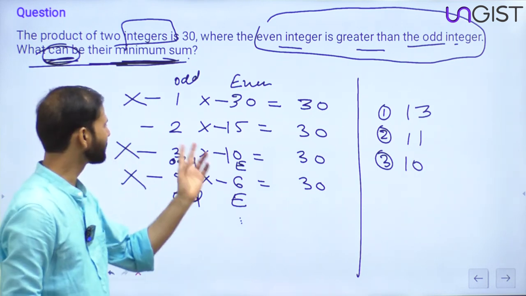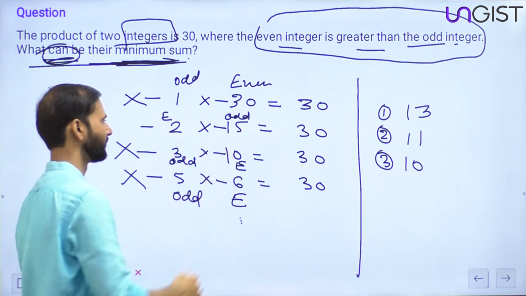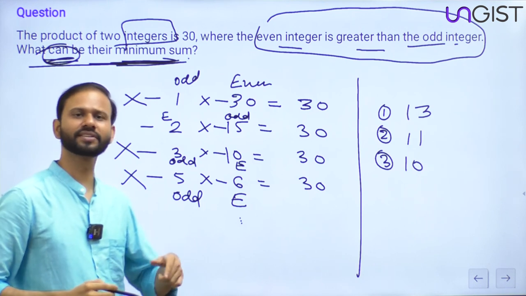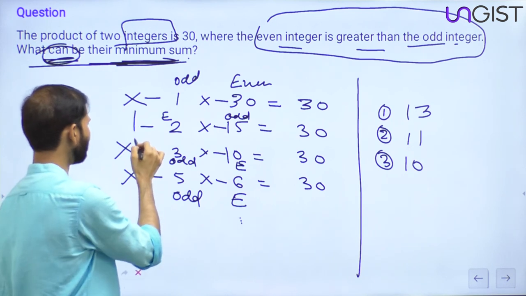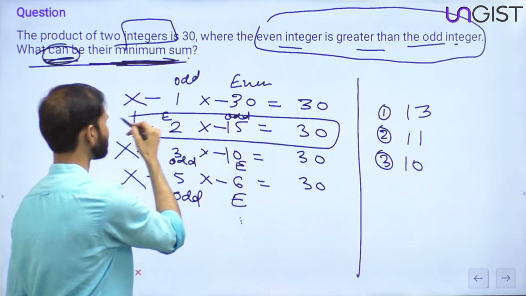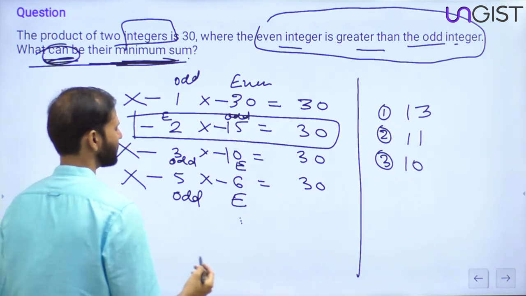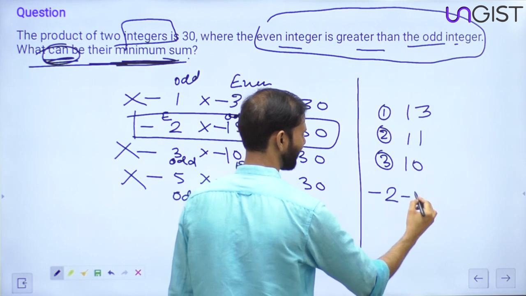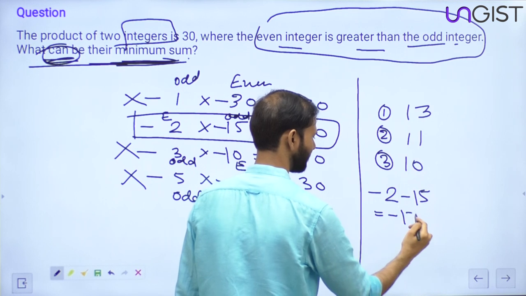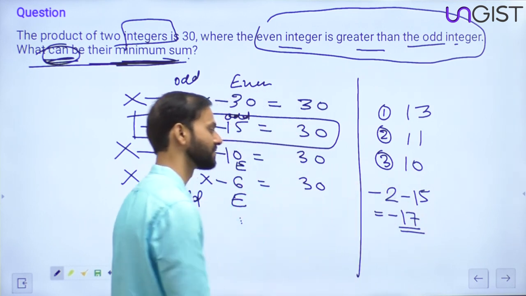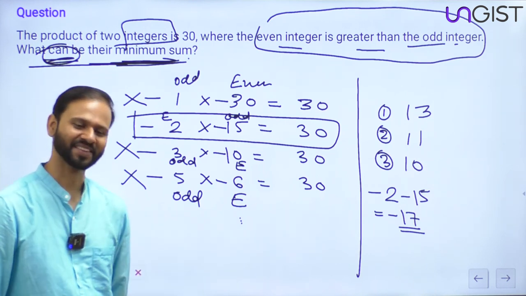After that, talk about this. This is even and this is odd. Is minus 2 greater or minus 15 greater? Minus 2 is greater. So only with this pair, the even integer is greater than the odd integer. Now they are talking about their sum. Minus 2 and minus 15, their sum is minus 17. Everybody, their sum is minus 17. This is the answer.